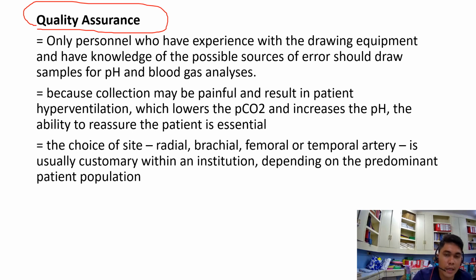And for the site of arterial blood collection, you have the radial, brachial, femoral, or temporal artery. It is usually customary within an institution, depending on the predominant patient population. So for example, for children, usually they will use the radial artery, but for the elderly, usually they will use the femoral artery.